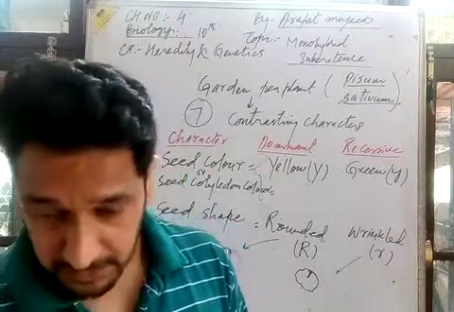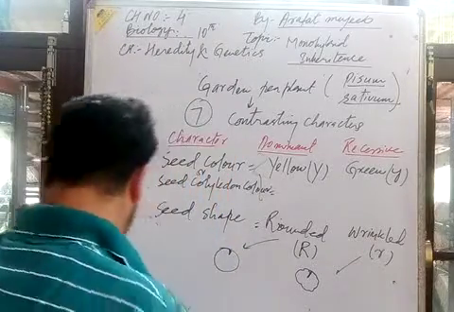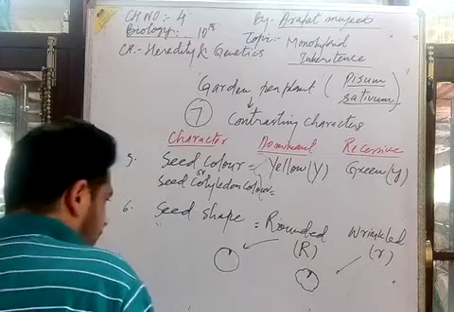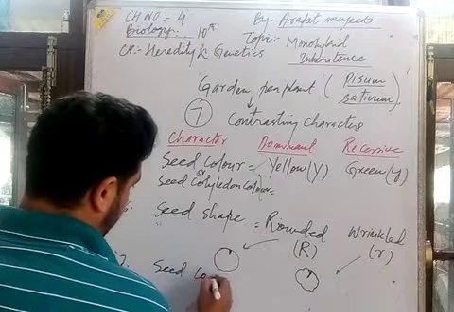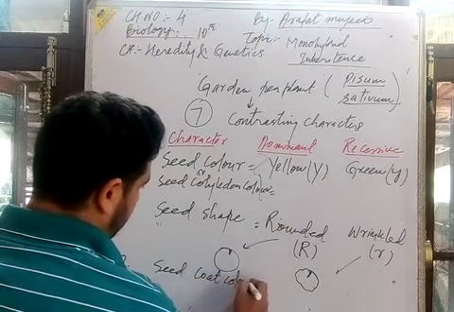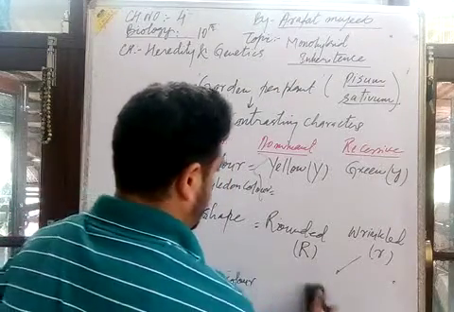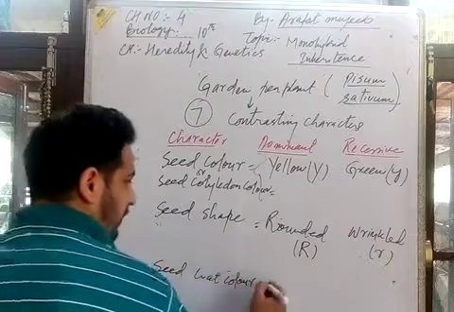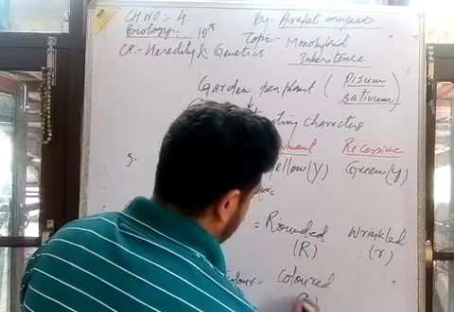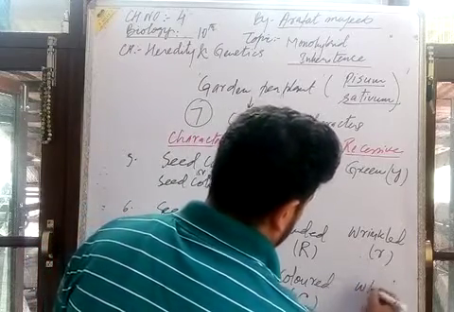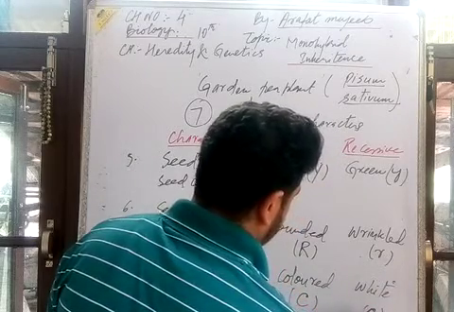This is the position of flower, height, cotyledon, seed coat. Here the seventh one is seed coat color. The seed coat is the covering of the seed, and what is its coloration? One is colored, represented by capital C, and the other is white, represented by small c.